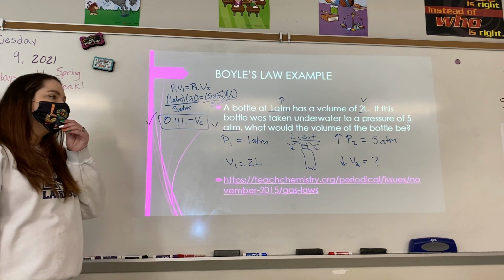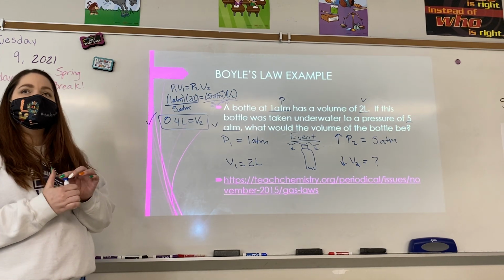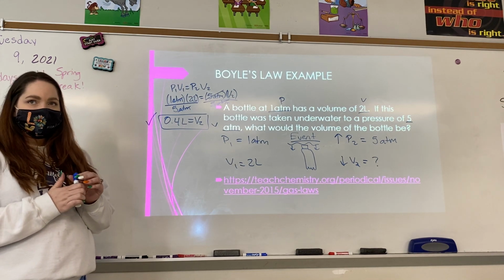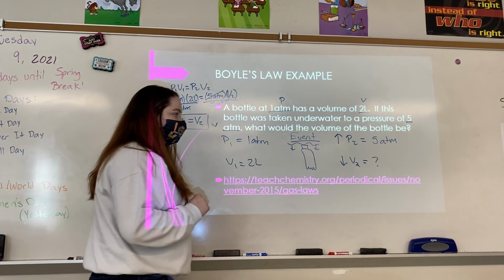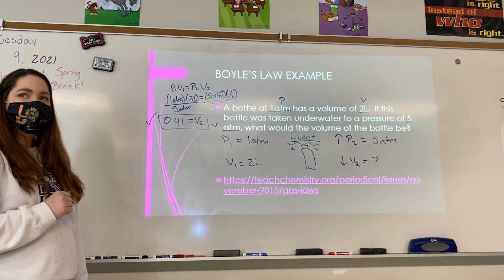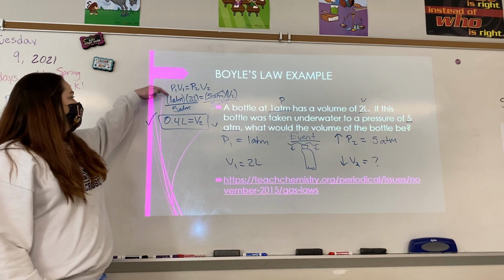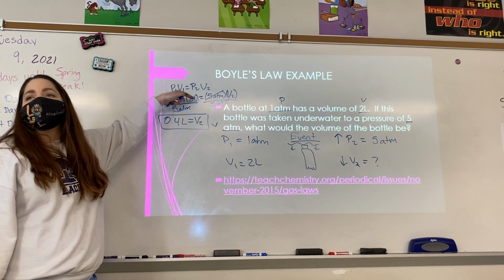So make sure that you're checking yourself. Make sure that your answer makes sense. Make sure it follows the relationship of the two things. Any questions on Boyle's law? Yes, sir. 1 times 2 divided by 5. So 2 divided by 5.